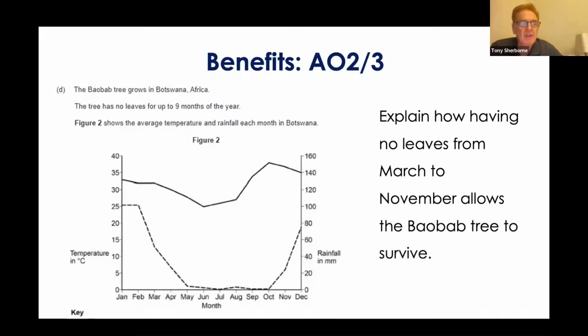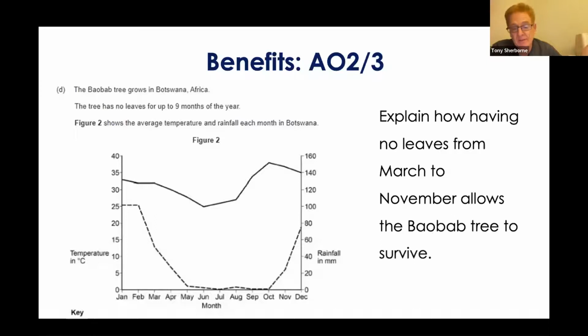So you read it and you think, okay, there's a phenomenon here. This baobab tree grows in Africa. It loses its leaves for 9 months of the year. That is the phenomenon. That's the real world observation. And my job is to explain it. That is, after all, what scientists do.